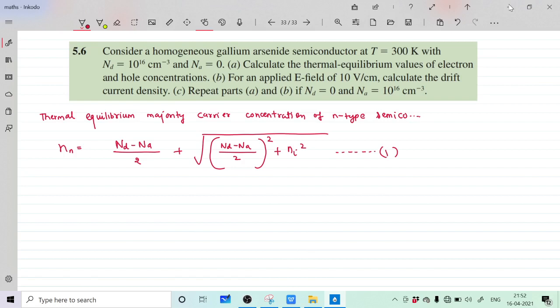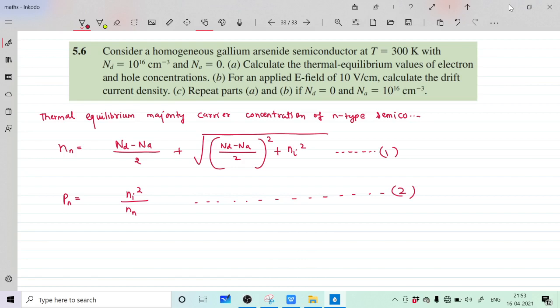We know that Nd is donor concentration, Ni is intrinsic concentration, and this is the thermal equilibrium majority carrier concentration. Now we will calculate the thermal equilibrium hole concentration. Pn is equal to Ni square upon Nn. Okay, this is our equation number 2, right? These are our two equations.